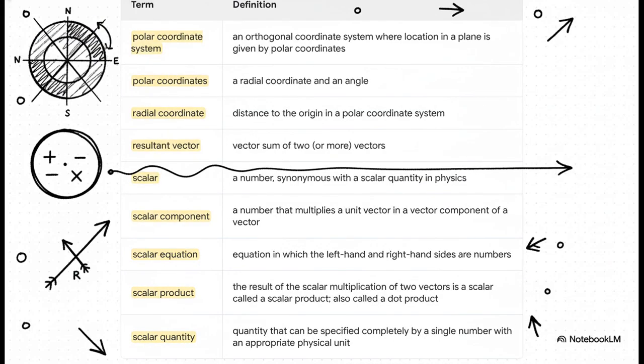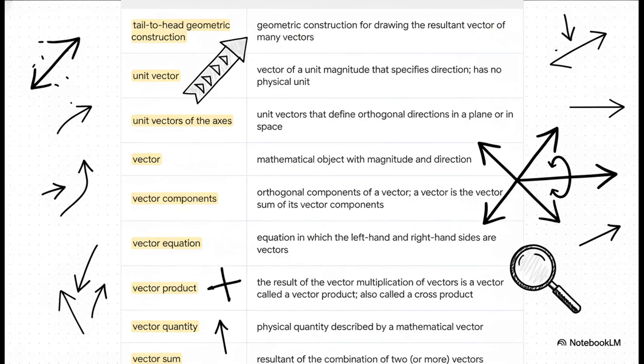Moving right along to our third list, what's great here is how it really drives home the difference between a scalar, just a number with a unit like 75 degrees, and a full-blown vector. You'll also spot terms for the polar coordinate system, which is another super useful way to think about a vector's direction and length.